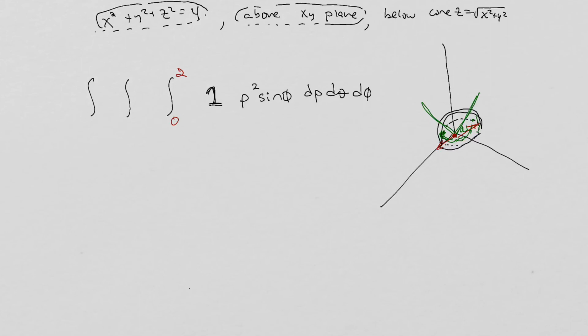Now, what about theta? If you think about theta for a second, how many of these angles are we rotating around? All of them. So I'm going from 0 to 2 pi. And then what about phi? What does phi run to and from?